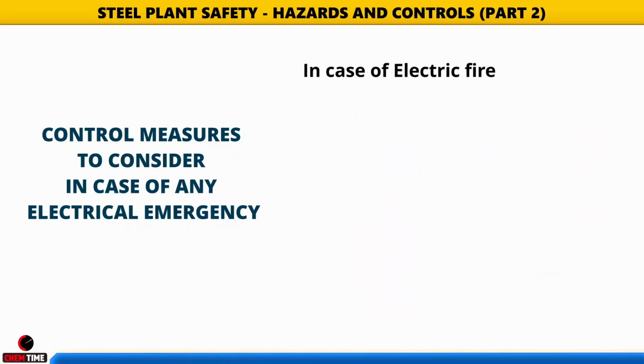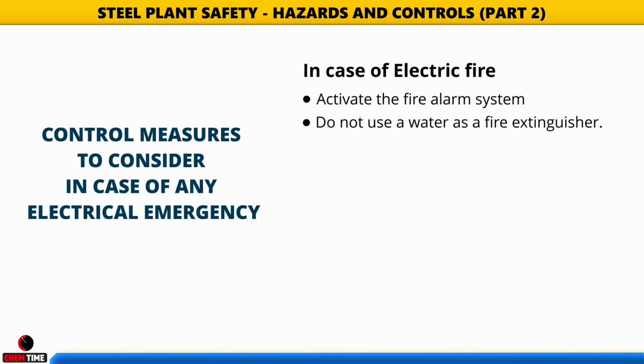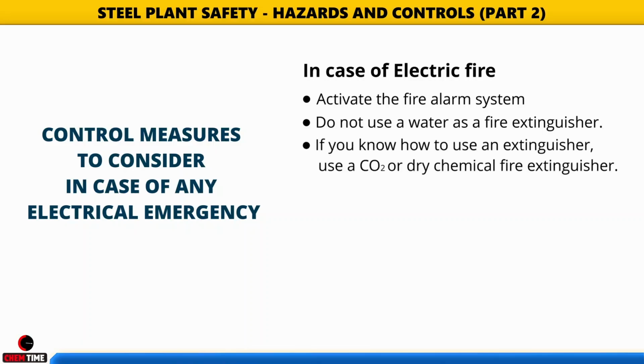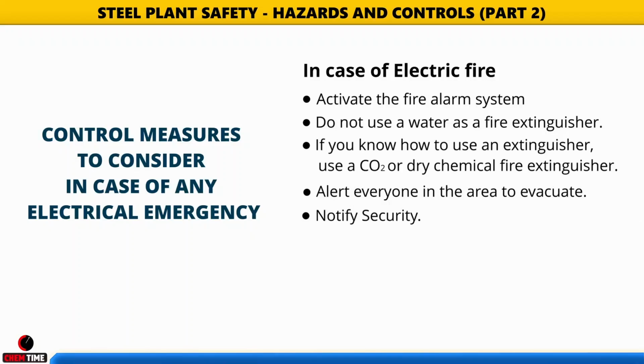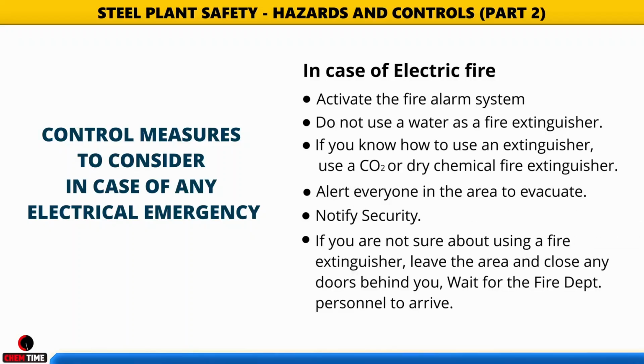In case of electrical fire, activate the fire alarm system. Don't use water as a fire extinguisher. If you know how to use an extinguisher, use a CO2 or dry chemical fire extinguisher. Alert everyone in the area to evacuate. Notify security. If you are not sure about using a fire extinguisher, leave the area and close any doors behind you. Wait for the fire department personnel to arrive.